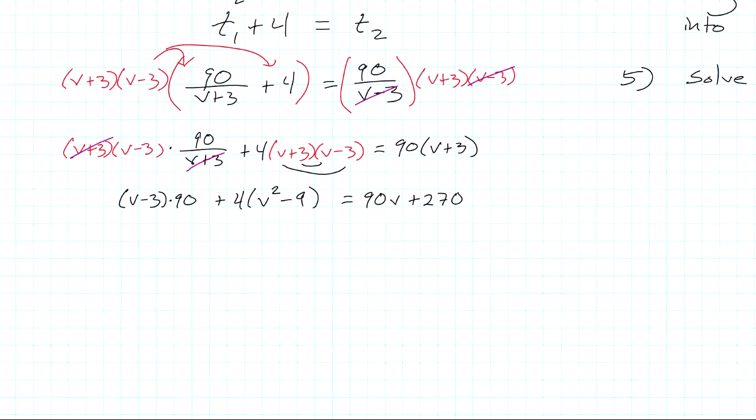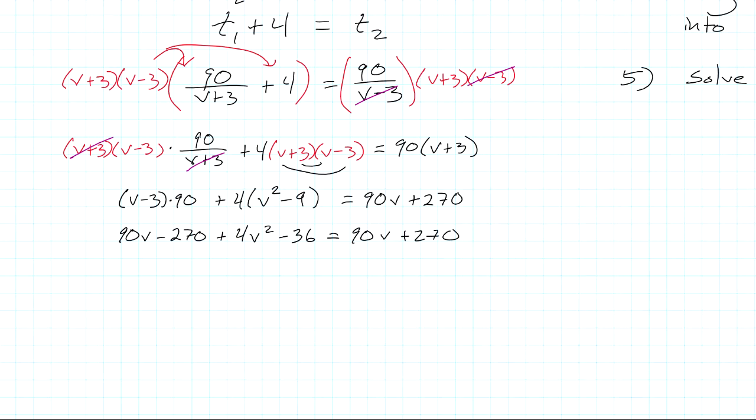Great. Now on the left side, we have v minus 3 times 90 for our first term, and we'll distribute the 90 to get 90v minus 270, and then plus our second term, 4 times v squared minus 9. Distribute the 4 to get 4v squared minus 36. And on the right side, nothing to do there. We'll just bring that down.